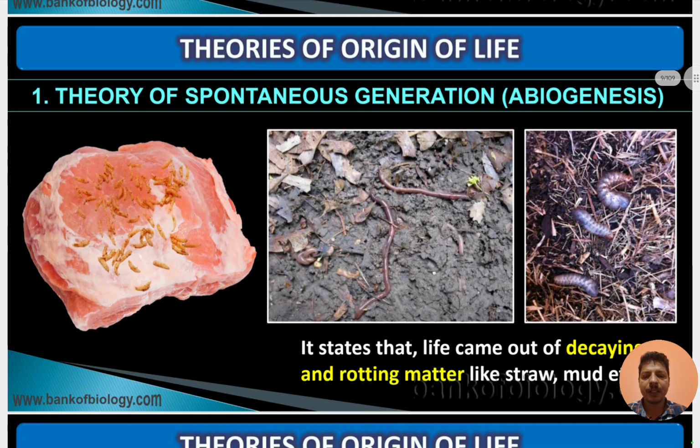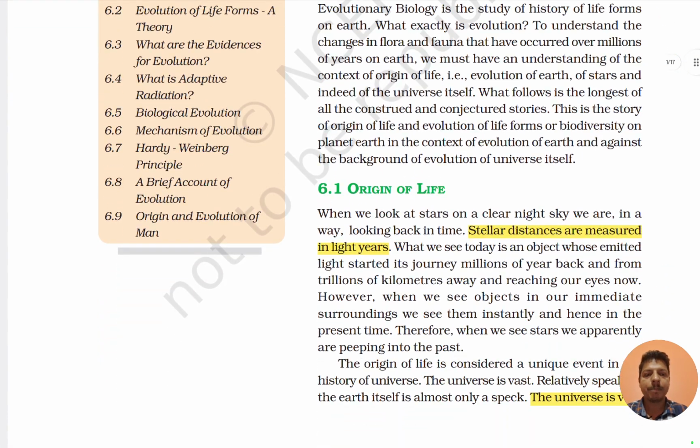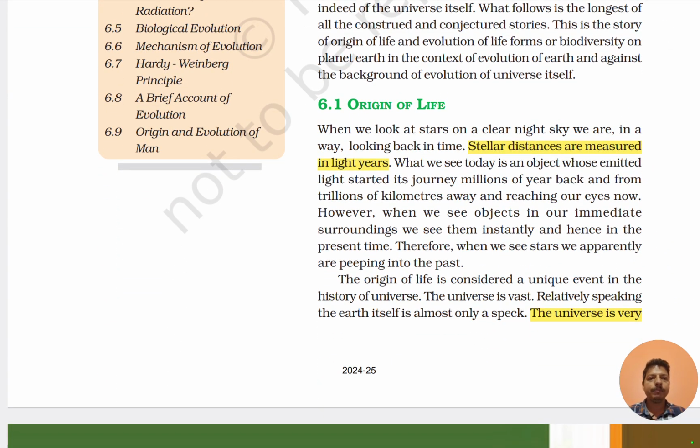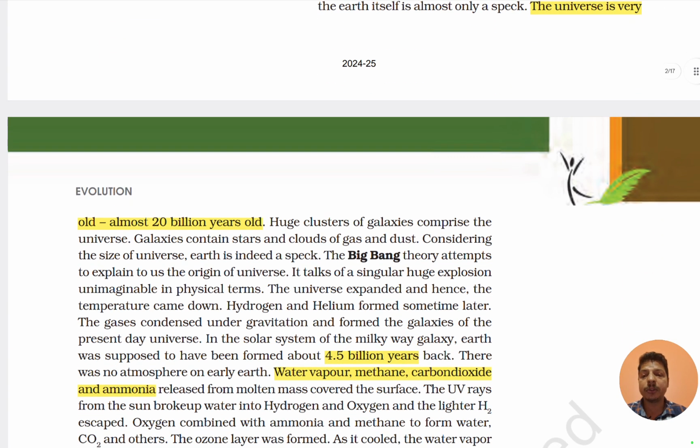Before starting this theory, let's see what your NCERT says from the beginning here. Origin of life, as you can see. First of all, important point, stellar distances are measured in light years. Stellar means very far distances are measured in light year. Then coming to other, the universe is very old, almost 20 billion years ago. Huge cluster of galaxies comprise the universe. Galaxies contain stars and clouds of gas and dust. Considering the size of the universe, Earth is indeed a speck.